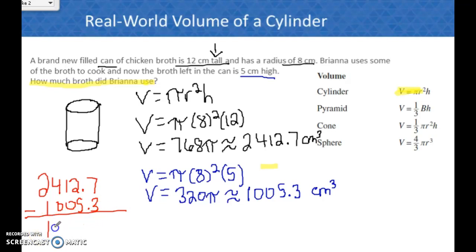And so that gives us 1,407.4. So she used 1,407.4 centimeters cubed of the original chicken broth. Or this is how much chicken broth she used.